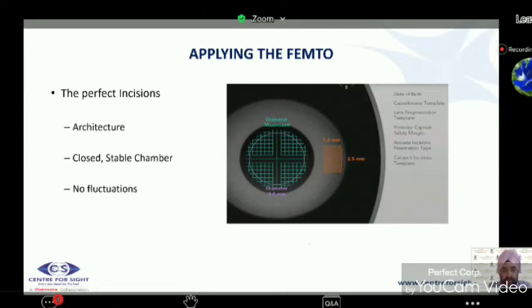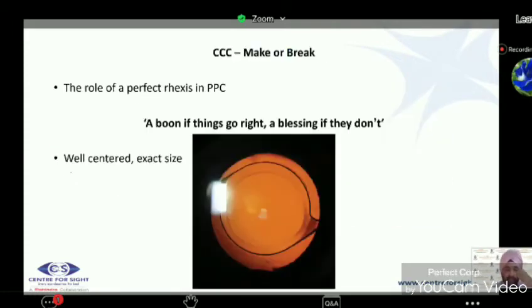And once you have imaged that, you have to follow the guidelines that I have told you in my first slide as regards the phacoemulsification. Now, when you are applying the femto, the advantage of the femto incision is that the architecture is perfect and it will help you in maintaining a closed and stable chamber with no fluctuations. As I told you, the second important thing after the low fluidics is that the capsulorhexis needs to be very good. A capsulorhexis is a boon if things go all right, but it is a fantastic blessing if things don't go well, because you can use the capsulorhexis to put the lens onto the sulcus.